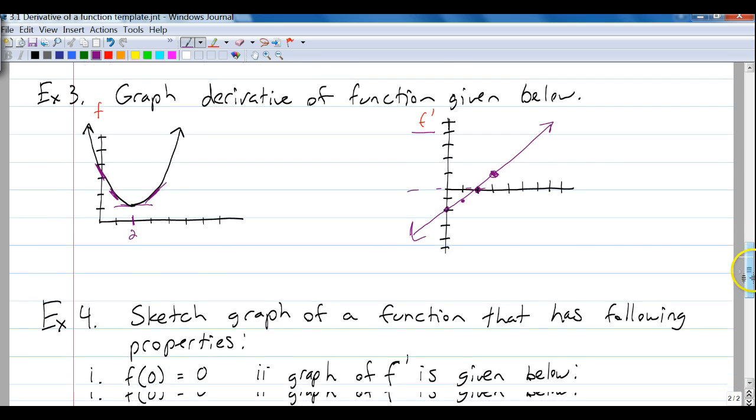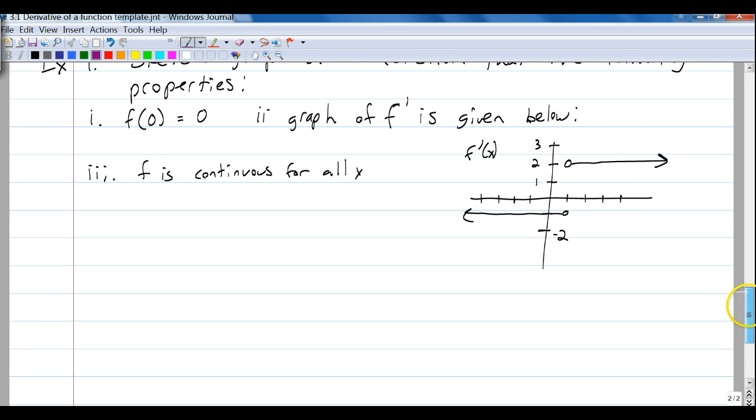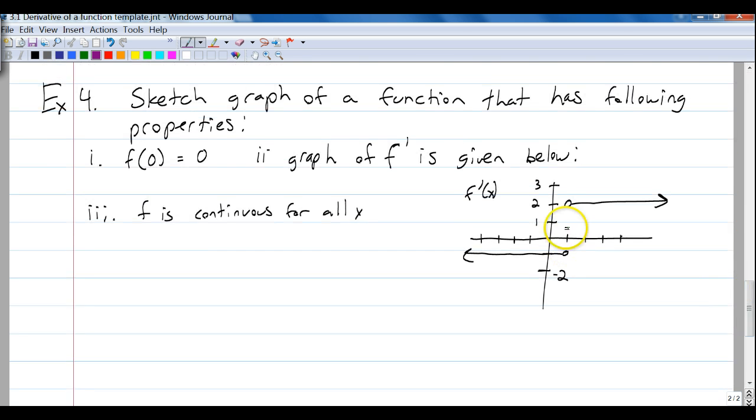Okay. Now we're going to work backwards. Sketch a graph of a function that has the following properties. Number one, f of 0 equals 0. And number two, the graph of f prime is given below, so this tells us our slopes. And in part 3, f is continuous for all x, so that means there's no holes in our actual graph. But there's clearly a place where the derivative does not exist, because this is the derivative. So let's look at this.